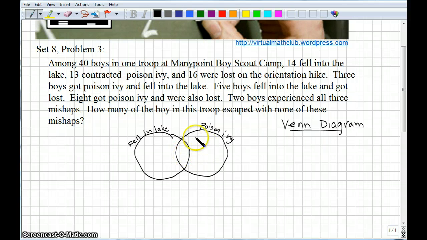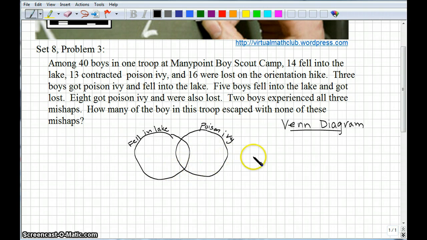Okay, so now we know some of those boys were in both categories. So the set over here on the right represents those that only got poison ivy. On the left are those that only fell in the lake, and those in the middle are in both groups. So we have some that are in each one and some that are both, and we also have some that are in neither.